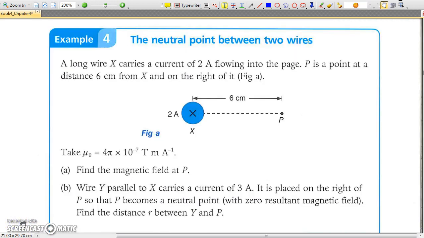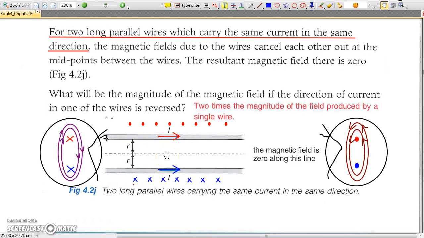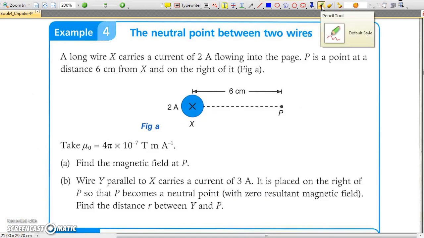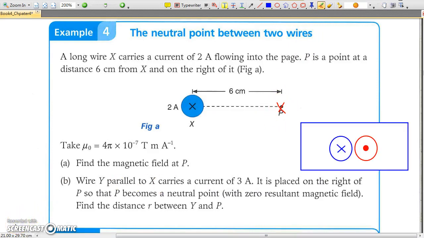In example 4, 2 wires carrying the same current are placed side by side, resulting in a neutral point between the wires, similar to figure 4.2J above. Obviously, the 2 wires must have the current flowing in the same direction. When currents are in opposite directions, there will not be any neutral point between the wires, but there will be neutral points on the 2 sides instead, as shown here.